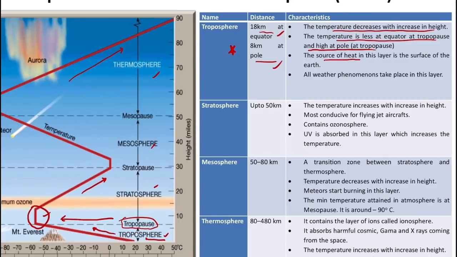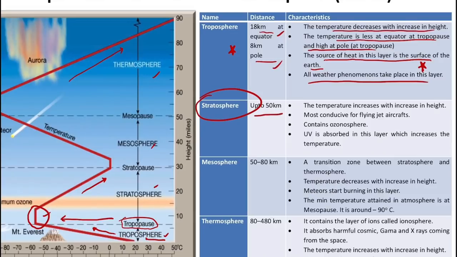Next important point, the source of heat in this layer is the surface of the earth. Generally in the troposphere, the source of heat is the surface of the earth, because of the heat released by the surface of the earth, and all weather phenomena take place in this layer. We already know all clouds and humidity are concentrated within the first 15 kilometers of this particular atmospheric layer.